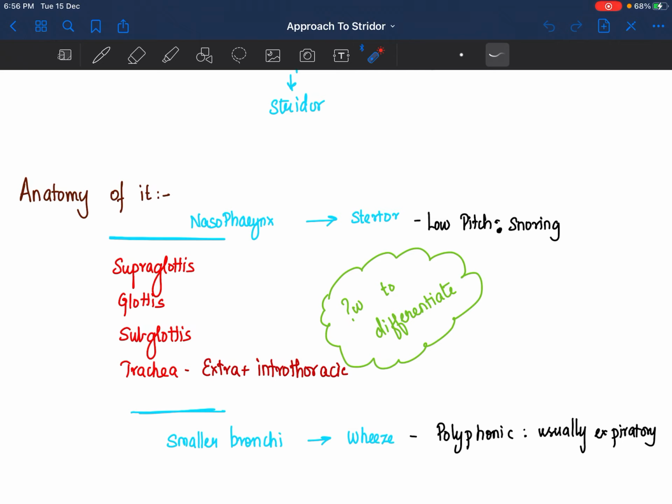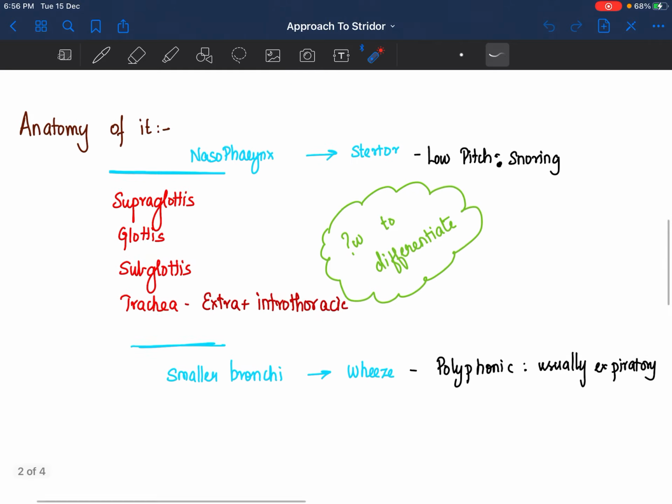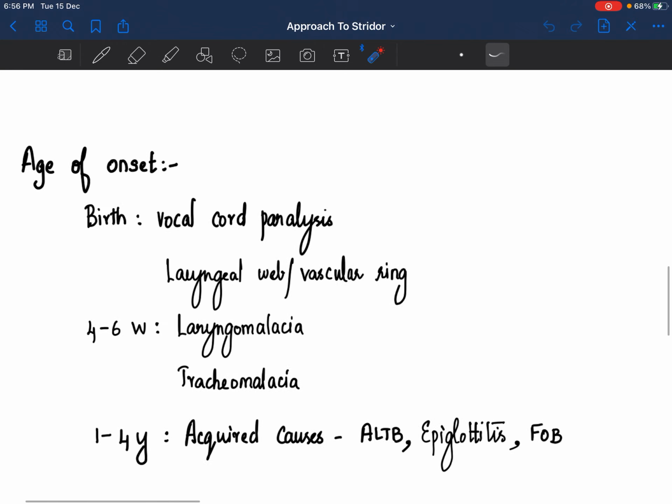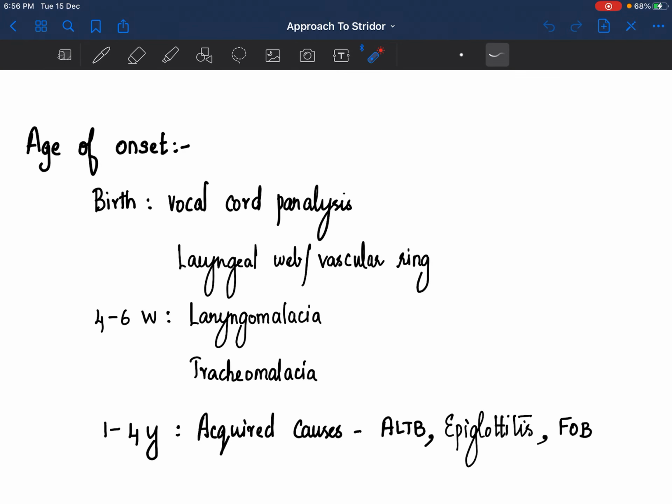So how do you know which has caused what? Let's see some examples, history wise or examination wise, as to how to differentiate them. One is age of onset. If a newborn presents with a stridor, never think of laryngomalacia first. Think of other causes. Think of vocal cord paralysis. Think of a laryngeal web or a vascular ring. Because any malacia, be it a laryngomalacia or a tracheomalacia, starts developing later. It starts beyond 2 to 3 weeks, usually around 4 to 6 weeks.